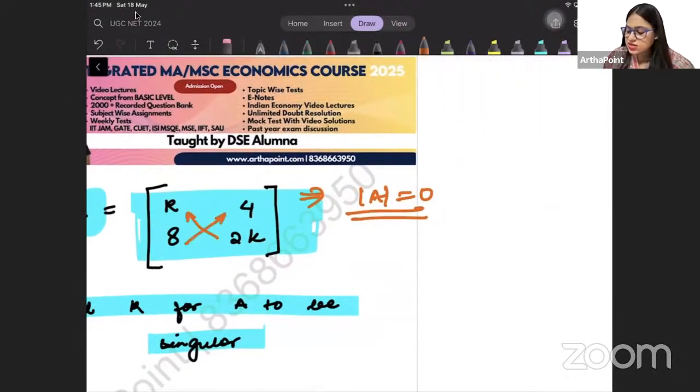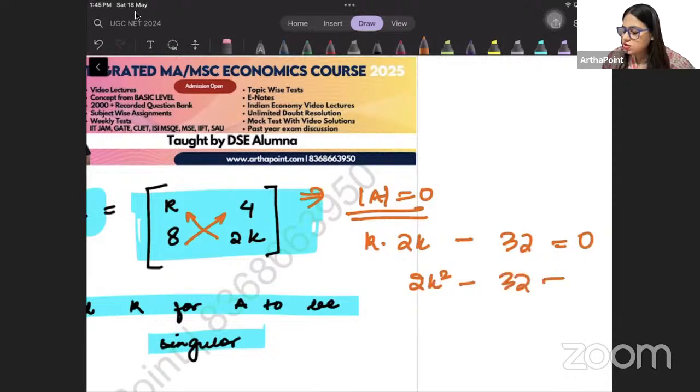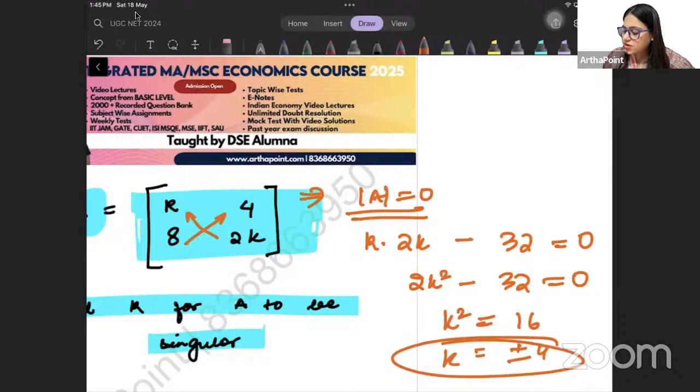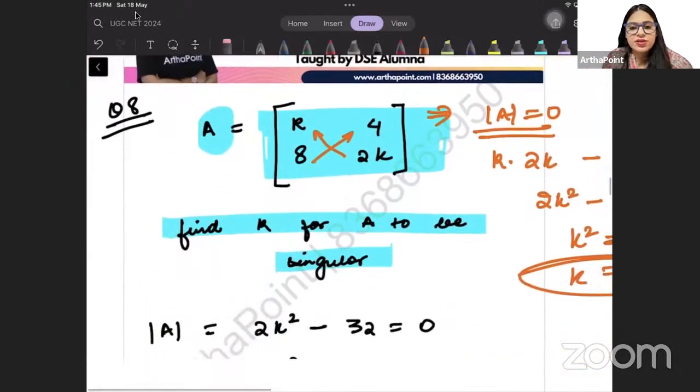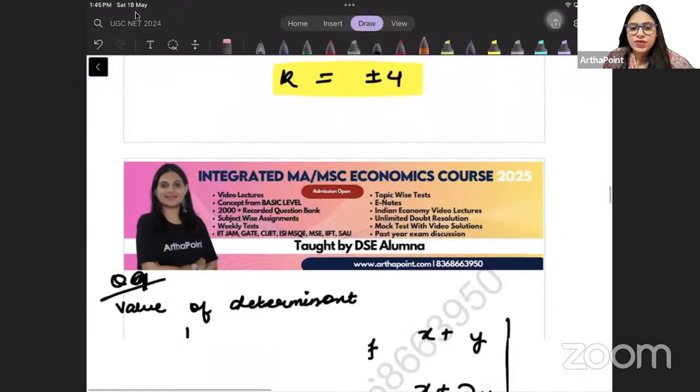So this minus this. So K into 2K minus 32 equal to 0. 2K square minus 32 equal to 0. K square equal to 16. K equal to plus minus 4. And that would be the answer to this question.